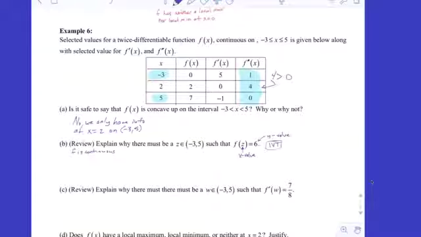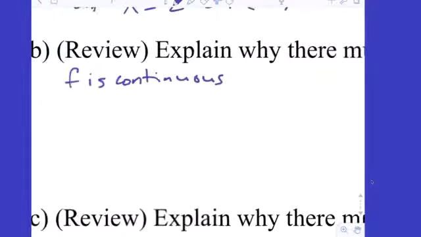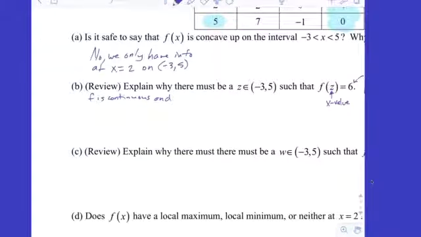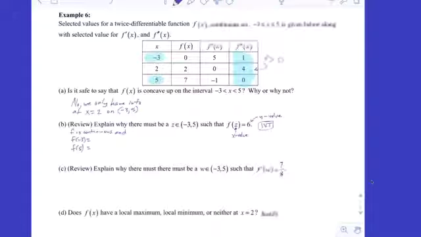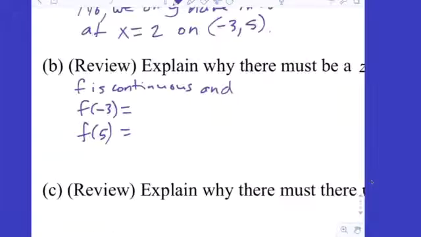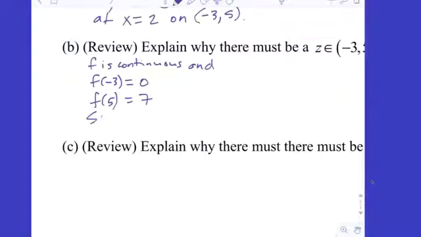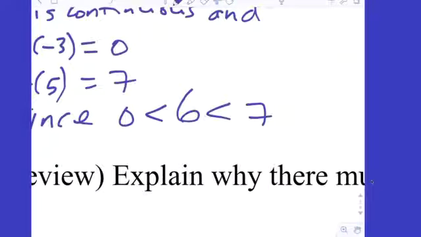And the question didn't say it was continuous. It said it was twice differentiable. So you state that it's continuous, and then you can find the y values at the endpoints. So you need f of -3 and f of 5. You pull those from the table, the y values at the endpoints. You get 0 and 7. And now you could say, since 0 is less than the value we're interested in proving, 6, which is less than 7, the value that we want to prove, 6, falls between the y values of the endpoints.